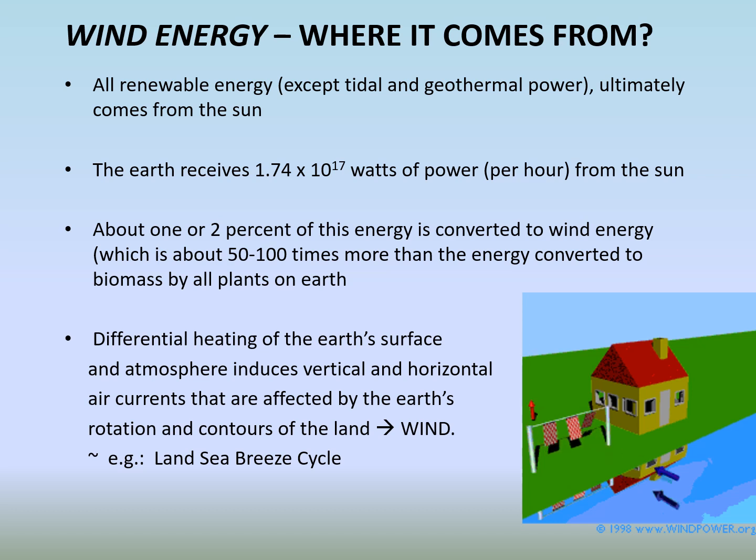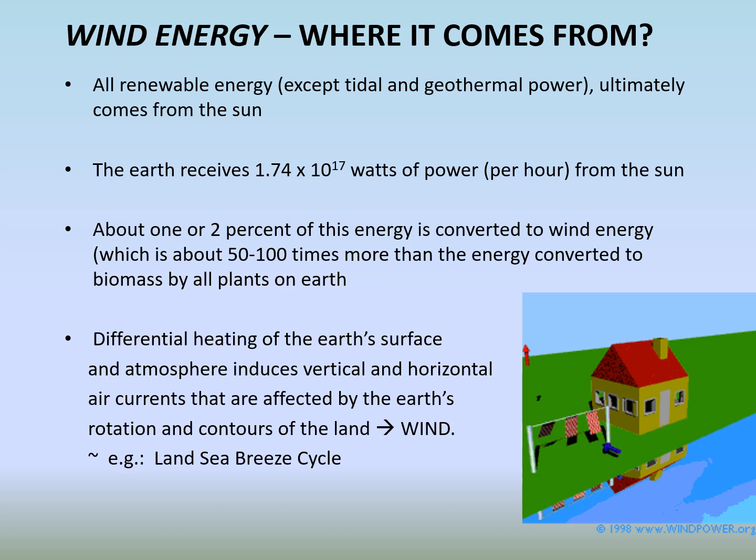Wind energy, where it comes from. All renewable energy except tidal and geothermal power ultimately comes from the sun. The Earth receives 1.74 multiplied by 10 to the power 17 watts of power per hour from the sun. About 1 or 2% of the energy is converted to wind energy, which is about 50 to 100 times more than the energy converted to biomass by all plants on the earth.